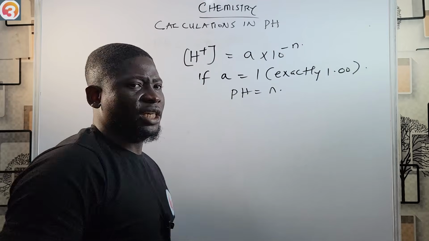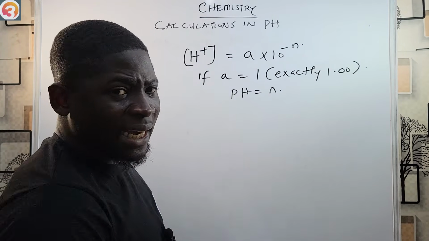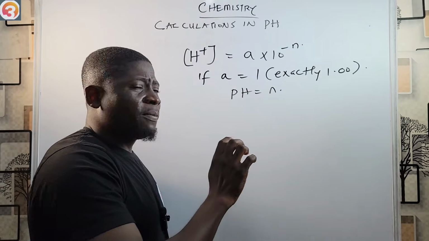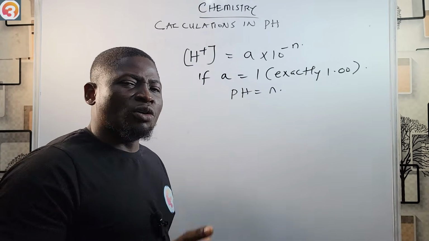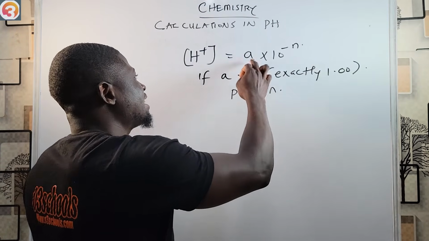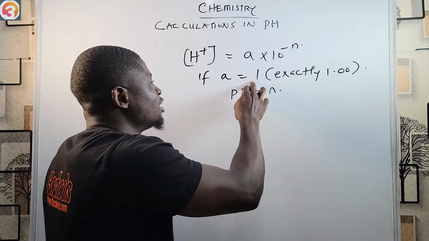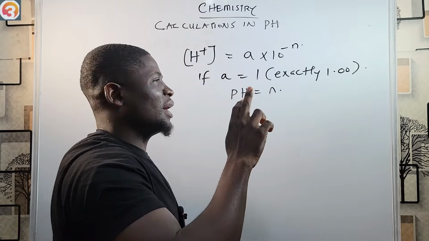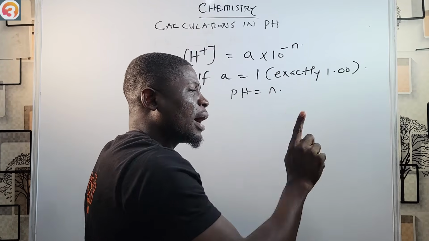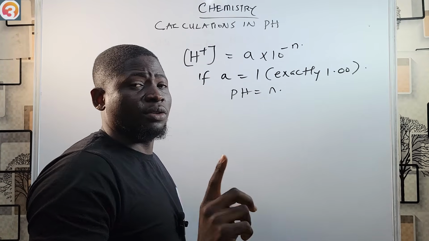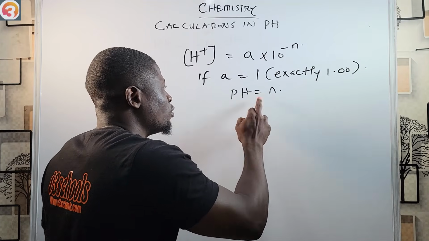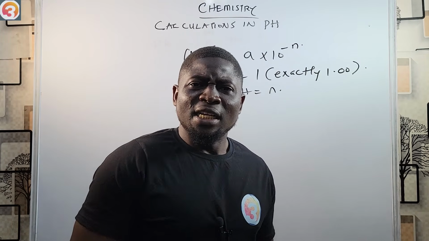Just take N as the pH, right? So I'll go over that again. I said if you are given that the hydrogen ion concentration of a solution is A times 10 to the power minus N, right? I said if A is equal to 1, that is exactly 1.00, not more than 1.00, then pH is equal to what? N. Simple as ABC. Let me give you an example.